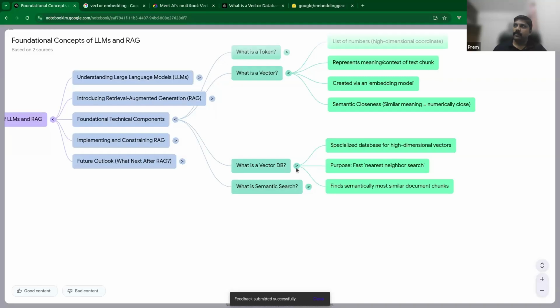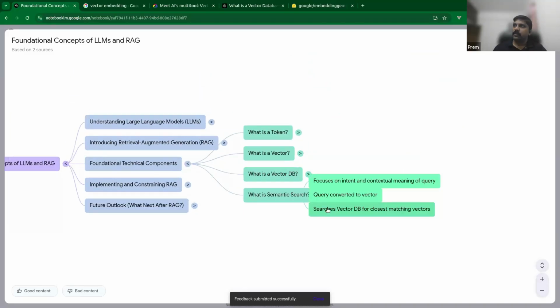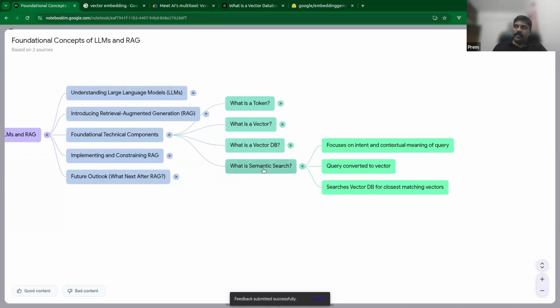Okay. Now let's go into semantic search. We have spoken about it. So what is a semantic search? It focuses on intent and contextual meaning of a query.